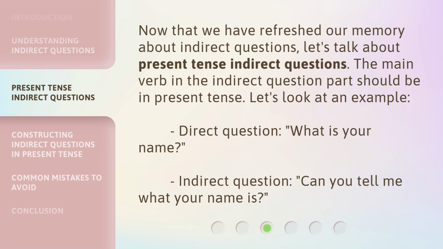Now that we have refreshed our memory about indirect questions, let's talk about present tense indirect questions. The main verb in the indirect question part should be in present tense. Let's look at an example. Direct question: what is your name? Indirect question: can you tell me what your name is?